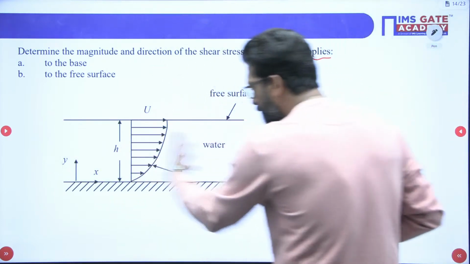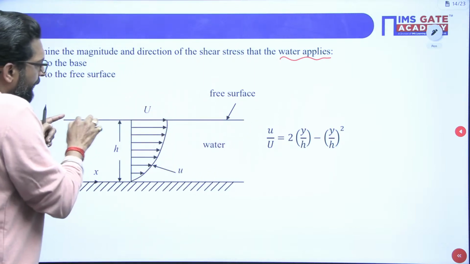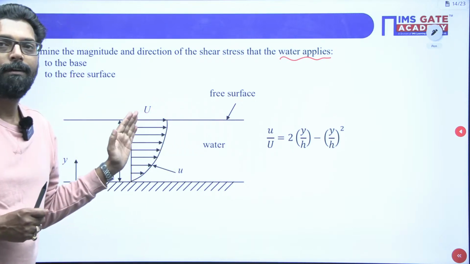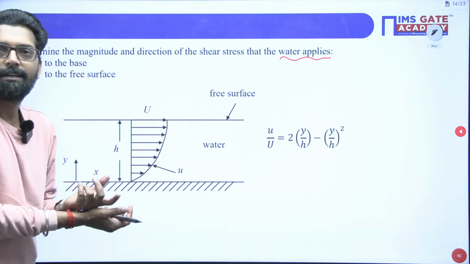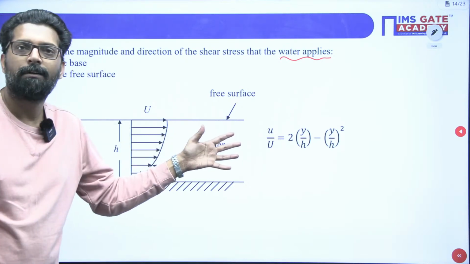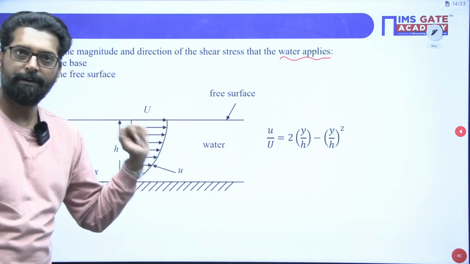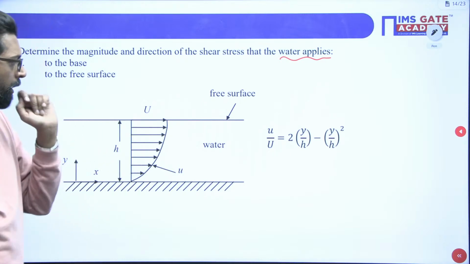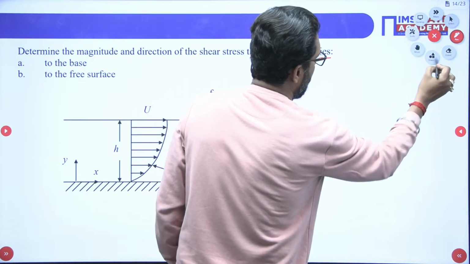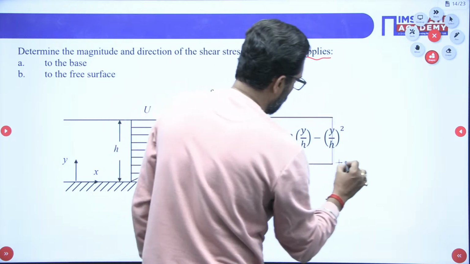Any fluid flowing with a free surface will flow due to the gravity effect. So it will be flowing like that. Now if it flows, this is your velocity profile. It is given, my dear. This is the velocity profile.